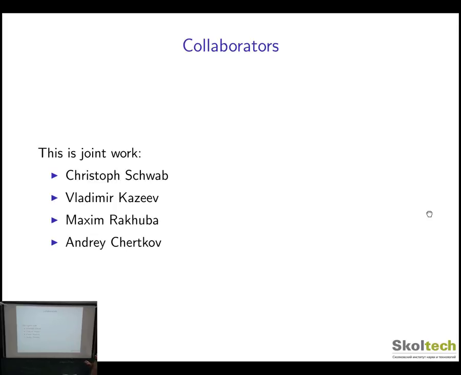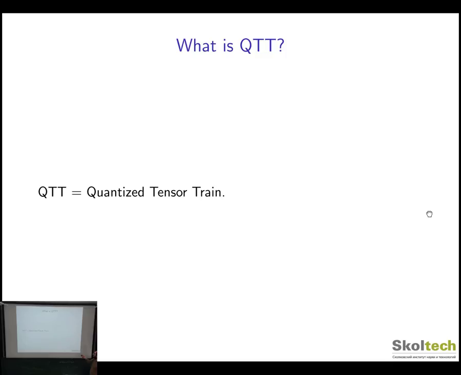So this is a joint work with Christoph Schwab, who's one of the main motivators for this particular work, and Vladimir Kazeev. There was a good talk by Vladimir last week here about the theory. I will say a few words about my understanding of this stuff. And with two of my PhD students, Maxim Rakhuba, he is here, and Andrei Chertkov, he is not here. So what is QTT? Well, QTT is quantized tensor-train, and I will explain in detail what it is.